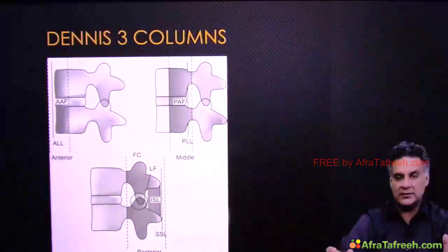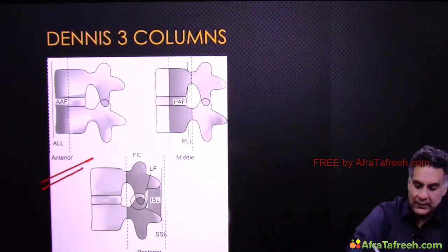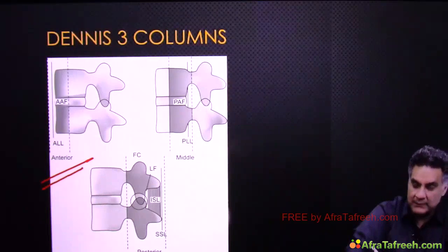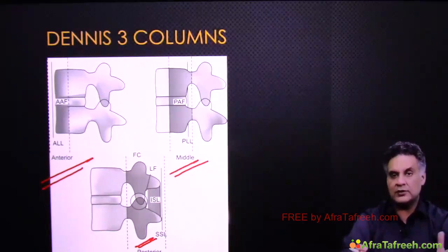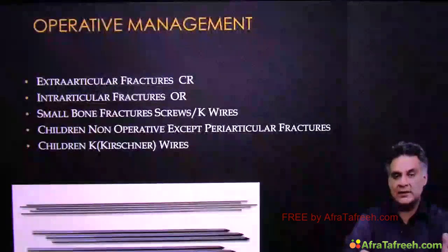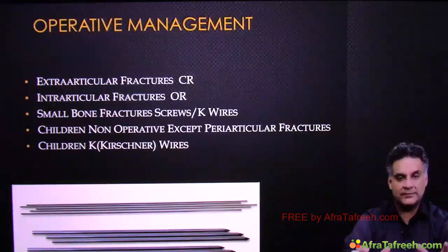And then Denis three-column theory divides the vertebra into three parts. The anterior part is the anterior column, the middle part is the middle column, and then the pedicle, ramus, lamina, and processes are the posterior column. If two out of three columns are involved, it is an unstable injury.